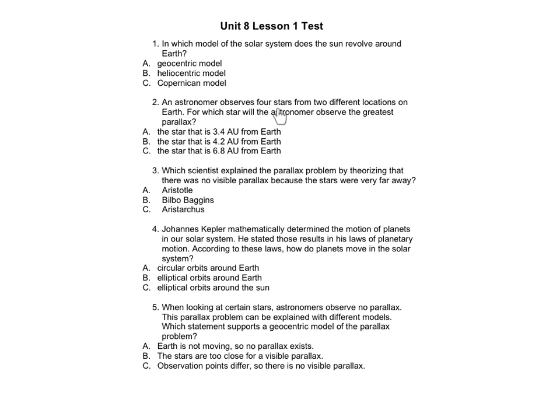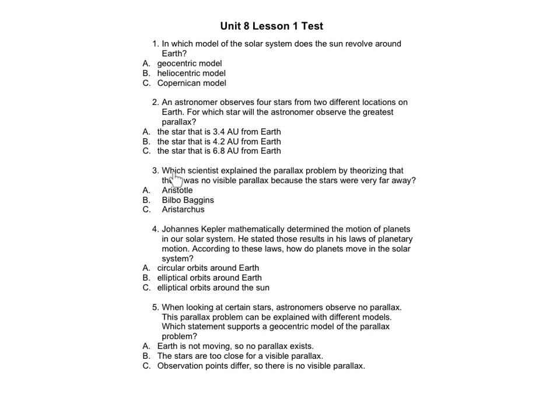Number 2. An astronomer observes 4 stars from 2 different locations on the Earth. For which star will the astronomer observe the greatest parallax? A. The star that is 3.41 astronomical units from Earth. B. The star that is 4.2 astronomical units from Earth. C. The star that is 6.8 astronomical units from Earth.